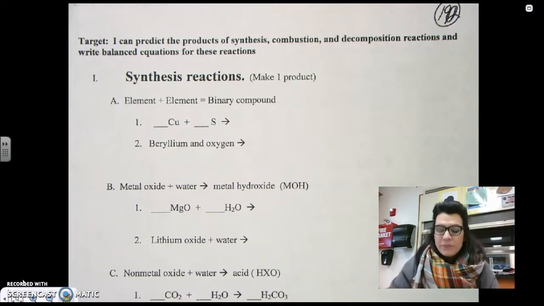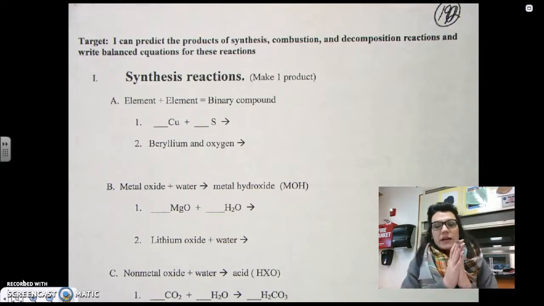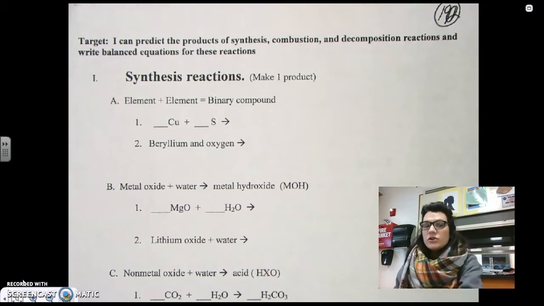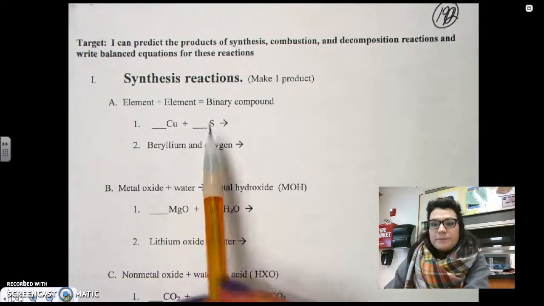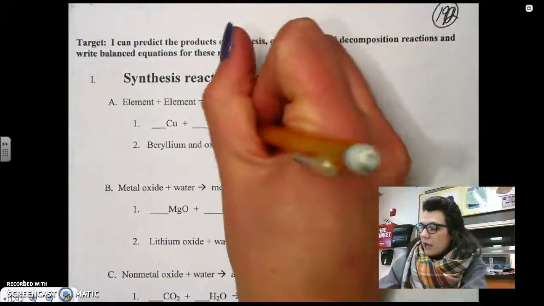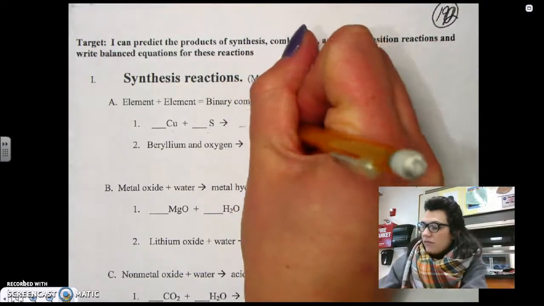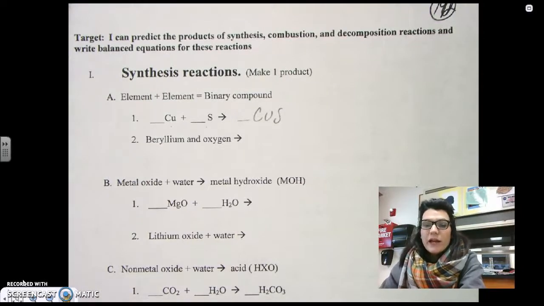to identify. Okay, the first one is just an element plus an element coming together and making a binary compound. So let's look at a couple of examples here. So we have copper and sulfur, and they're coming together, and we're just going to assume that copper is +2 here. So we're going to make copper sulfide, and that's our substance, okay? That seems pretty easy, okay? Now look at the second one.